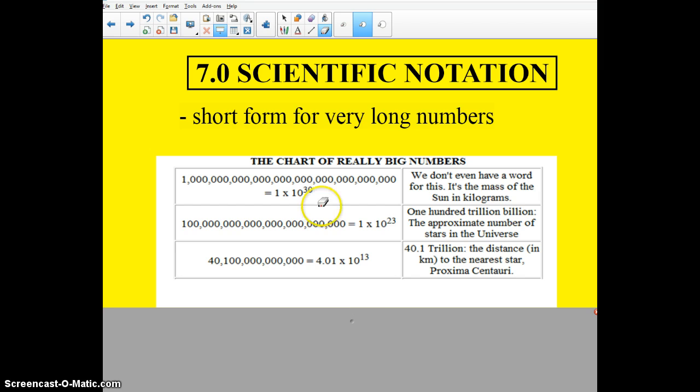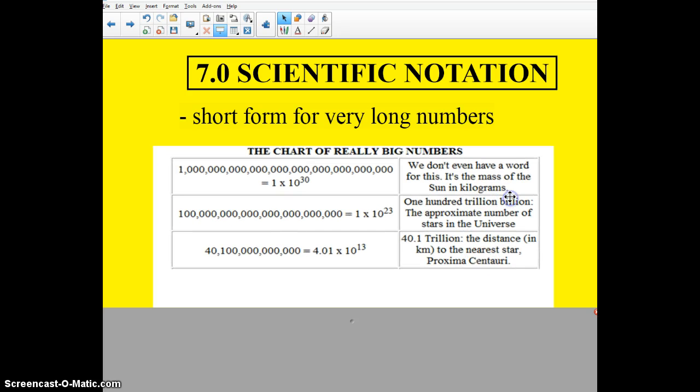So if I were to go back here, here's a few more examples. What I would say is nice if you want to compare, for instance, the mass of the sun in kilograms compared to the approximate number of stars in the universe. If you just looked at this number, it'd be really hard to tell. But when you see 1 times 10 to the 30th or 1 times 10 to the 23rd, it makes it much easier to compare those numbers, and it's in a more concise format. So again, the whole purpose of scientific notation is that it's the short form for very long numbers.